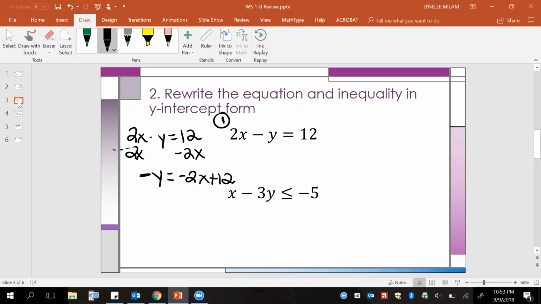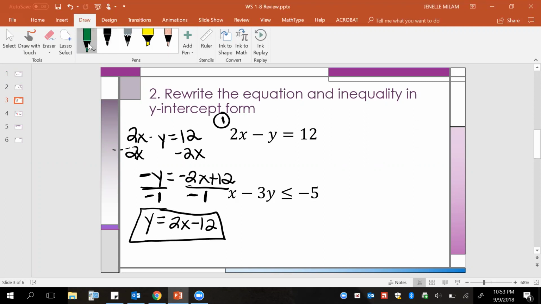And then the last thing I want to do is this is like a negative 1. So you can either multiply by negative 1 or divide by negative 1. Divide by negative 1. Because this is an equal sign, I don't need to worry about that negative. So I've just got y equals 2x minus 12. Notice the sign just changed here. And then this would be in the y-intercept form, where if you wanted to actually graph this, this is your y-intercept, and this is your slope.